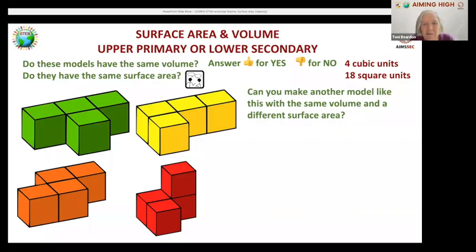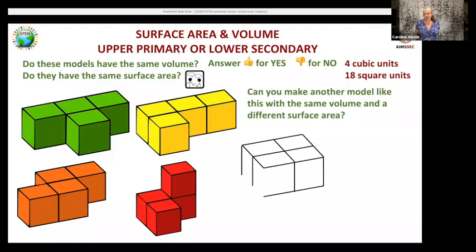Still waiting for somebody to answer. Same volume, so it's just going to be made with 4 cubes, and a different surface area. It is something you can describe with one word. That's a clue. I'm sure you know what it is, but I'm going to move on, Tony.